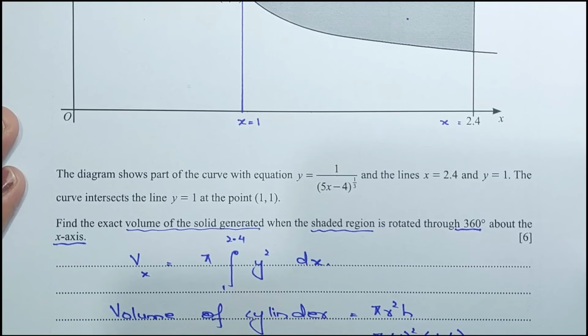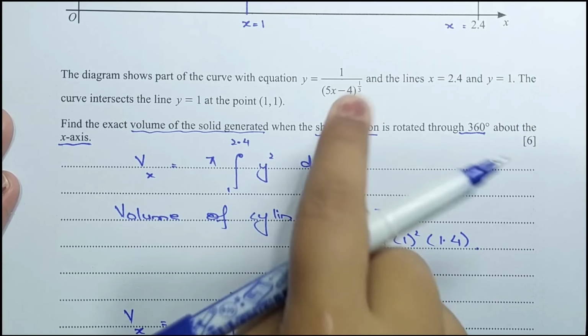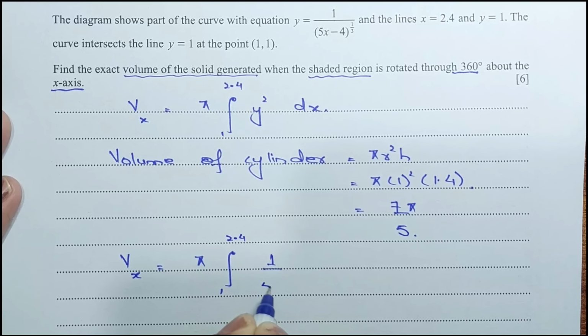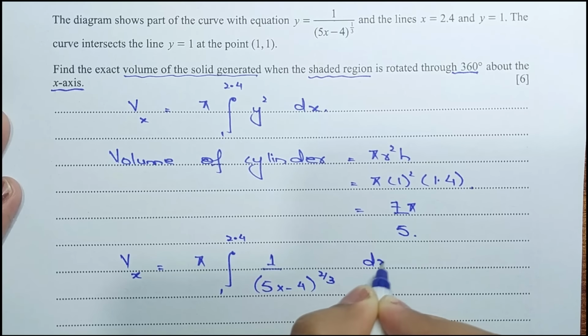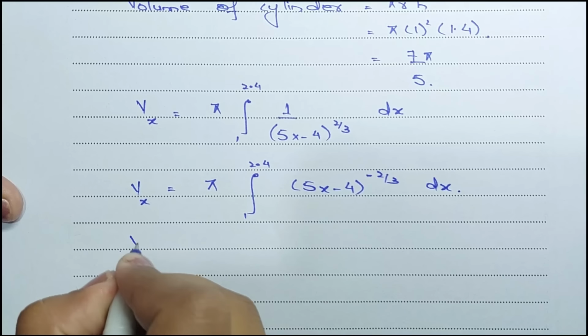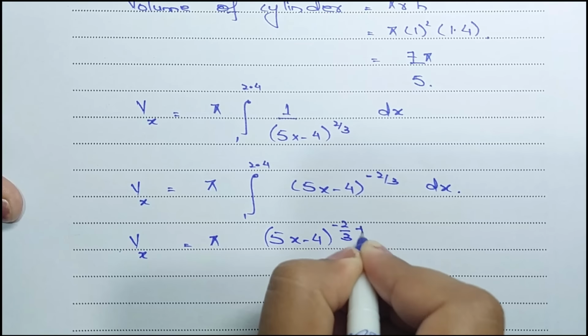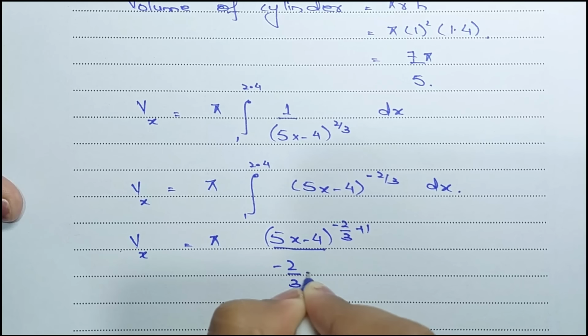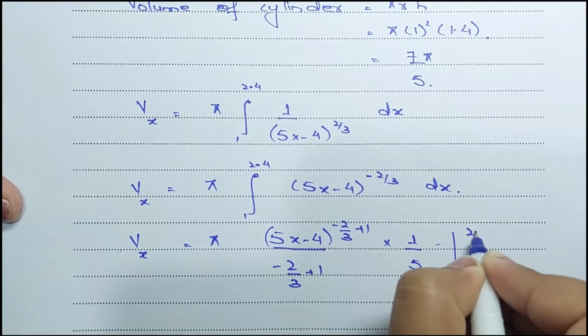Now let me plug the values into this formula. Vx is pi times the integral from 1 to 2.4 of the function y, whole squared, with respect to dx. Squaring 1 over (5x minus 4) to the power 3 by 2 gives power 2 by 3. So Vx is pi times the integral from 1 to 2.4 of (5x minus 4) to the power minus 2 by 3 dx. Let me apply the power rule of integration: pi times (5x minus 4) to the power minus 2 by 3 plus 1, over minus 2 by 3 plus 1, multiplied by 1 over its derivative, which is 5, with no constant of integration because this is a definite integral, right?